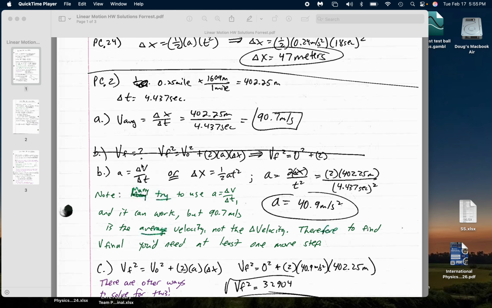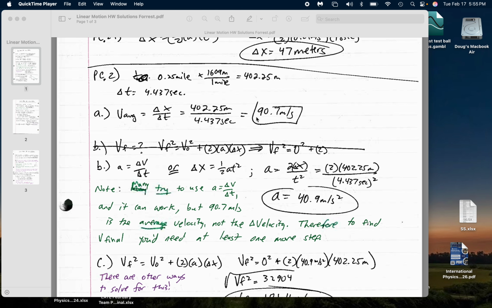So you could think about trying this, which is change in velocity over change in time. But what happens is a lot of people try to use this, and they put in 90.7 as the change in velocity. But that's not correct, because the object starts at 0 meters per second. Its average velocity is 90.7 meters per second, so its final velocity would be much higher than this. In fact, double this. So unless you know that final velocity, or you know something that allows you to figure out the change, you can't really use this.